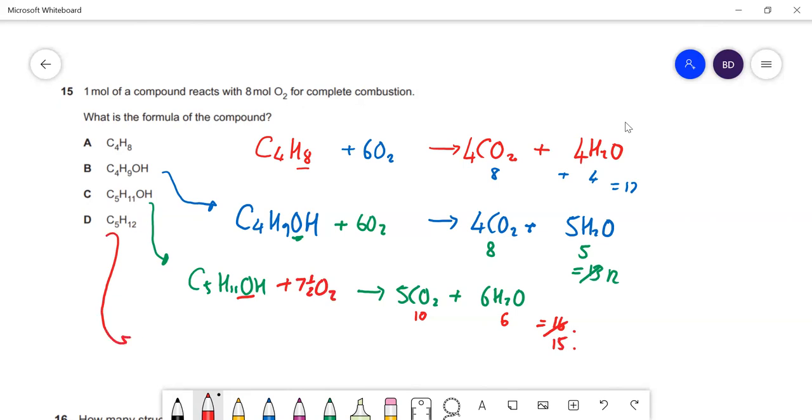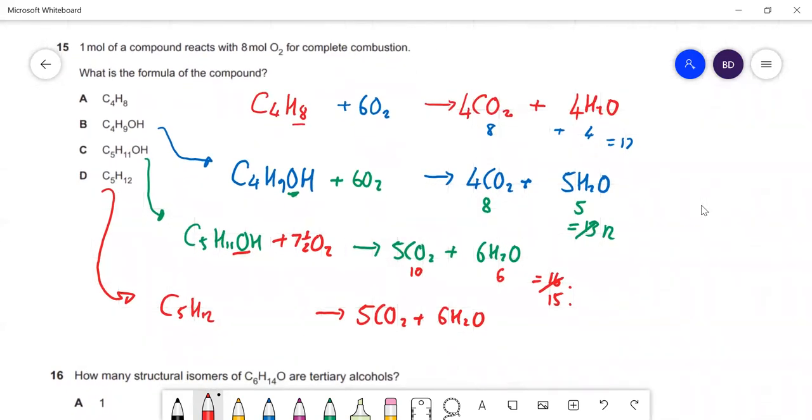Let's check it. So C5H12 goes to 5 carbon dioxides and 6 waters. How many oxygens? Well, we have got 10 there, and we've got 6 there. It's equal to 16, so it's going to be 8O2. That's 8 moles of oxygen for every 1 mole of the stuff. So D is the right answer.